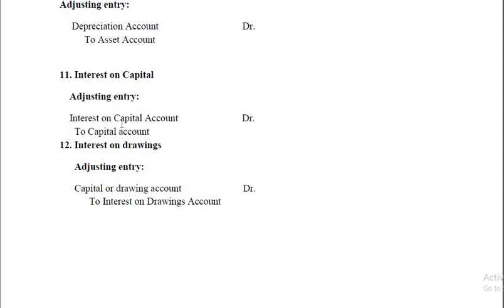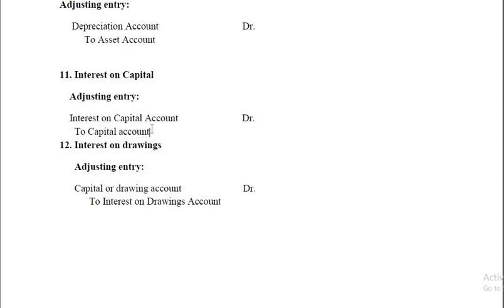Interest on capital should be debited and credited to capital account. The proprietor of the business is entitled to receive the interest, therefore his capital account is credited and interest on capital account is debited. Interest on capital is a loss from the point of view of the business, therefore it is debited to profit and loss account and credited to capital account on the liability side of the balance sheet.